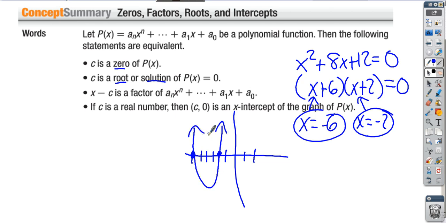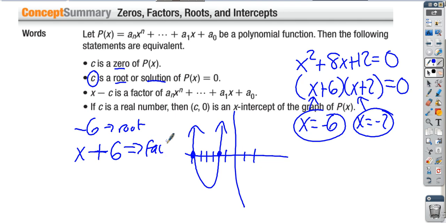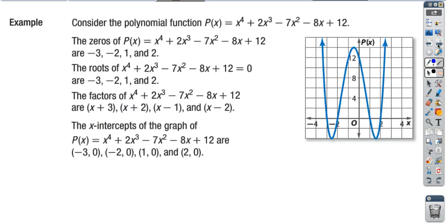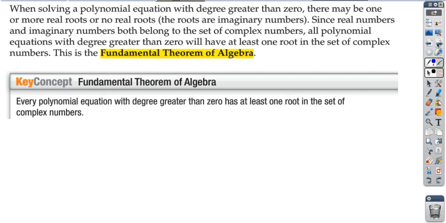And what it also means, if this number c, like in our example, if negative 6 is a root, that means x minus that number, x minus negative 6 or x plus 6, is a factor of the original polynomial. So if negative 6 is a root, x plus 6 is a factor. Same thing here, if x equals negative 2 is a root, then x plus 2 would be a factor. Those all are just equivalent terms for the same thing.